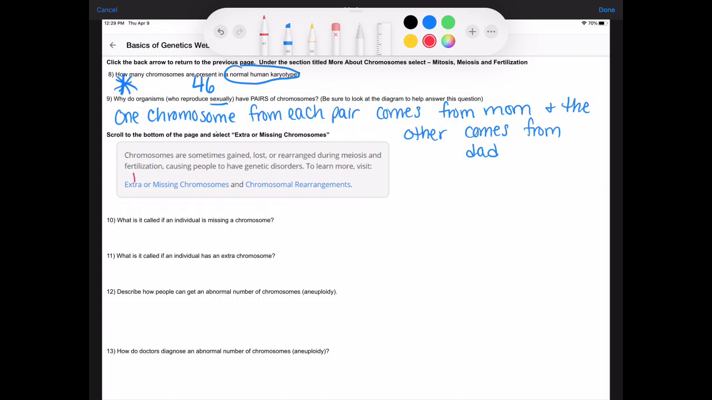Now, I put this here so you knew where to find it, extra or missing chromosomes. What is it called if an individual is missing a chromosome? So that means they would have, let's say, maybe only one of chromosome 3 or only one of chromosome 2 instead of the pair. That's called monosomy. And mono means one.